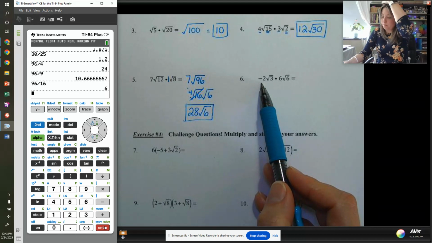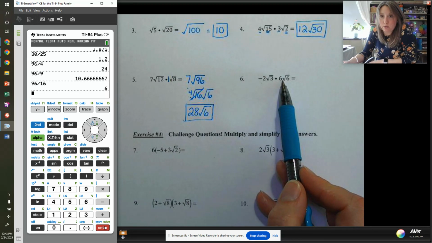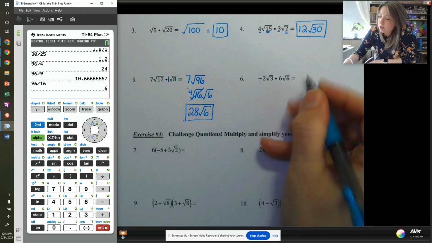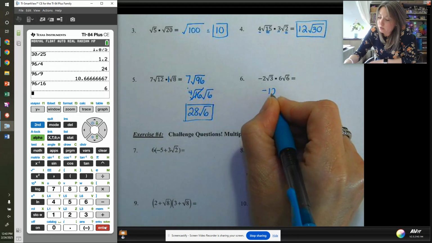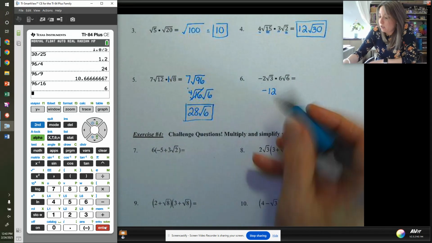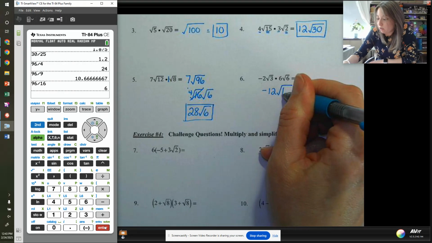For number 6, -2 and +6 are on the outside of my radicals. They're my coefficients. They multiply together. They give me -12. My numbers under the radical are radical 3 and radical 6. They multiply together to give me radical 18.